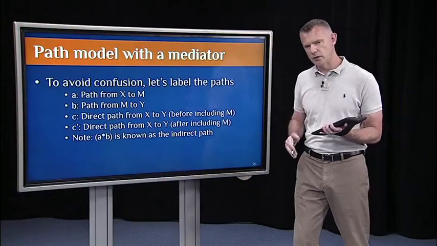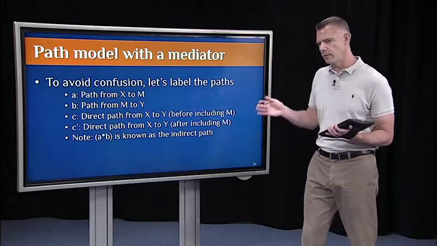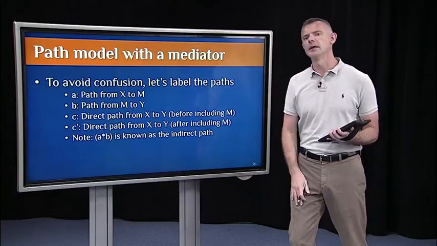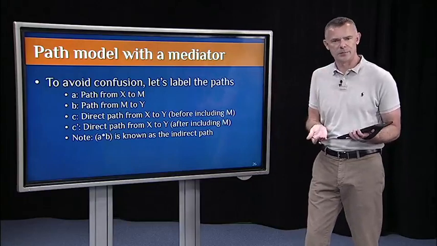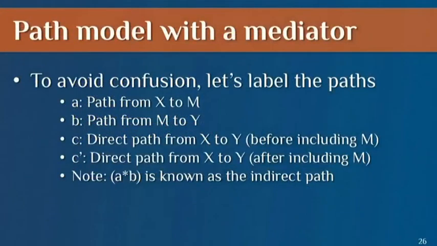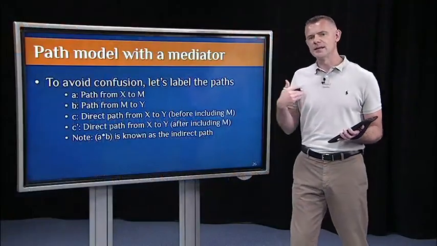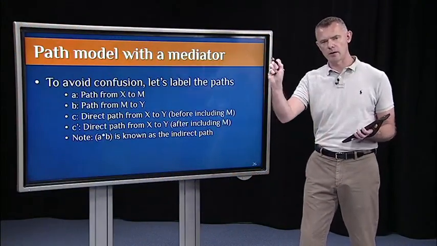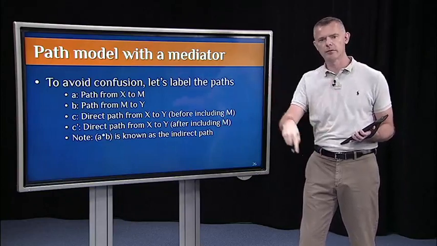So to avoid confusion, and this is a very common step in mediation with path models, we could put labels on the paths. And again, I'm just following convention here. The path from X to M is typically given the label A. From M to Y, we call that B. The direct path is typically given the label C before we add in the mediator, and then C prime after adding in the mediator. And note here that AB, A times B, that's known as the indirect path. So it's the indirect path from our threat manipulation to our outcome, the IQ score. It's indirect because it's going through the mediator.